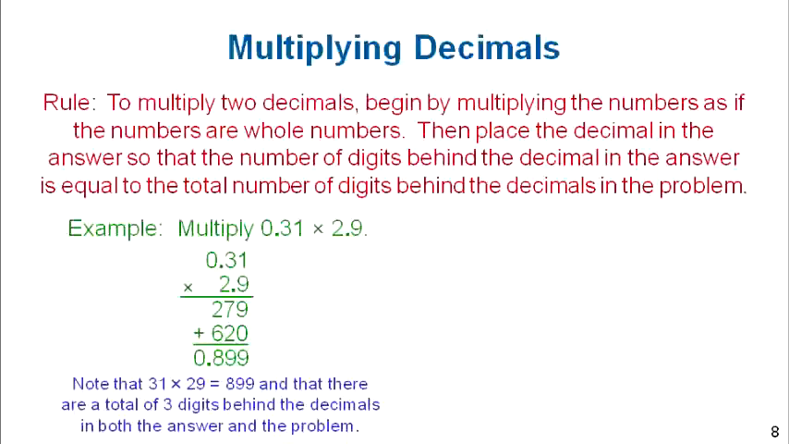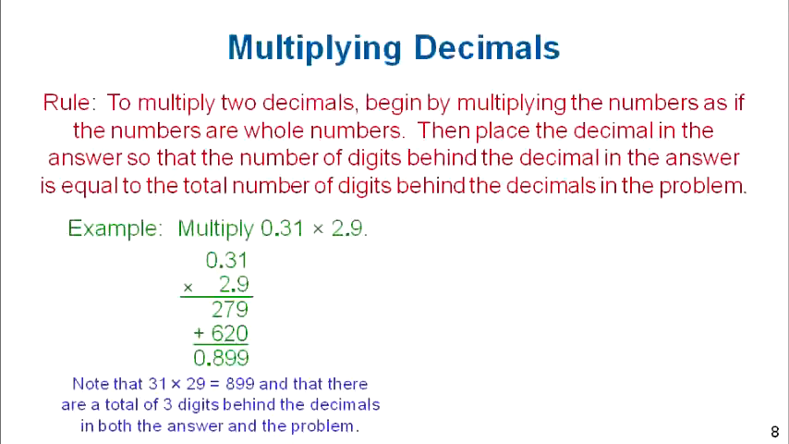Now let's look at how we multiply two decimals. To multiply two decimals, you can begin by multiplying the numbers as if the numbers are whole numbers. Then place the decimal in the answer so that the number of digits behind the decimal in the answer is equal to the total number of digits behind the decimals in the problem.